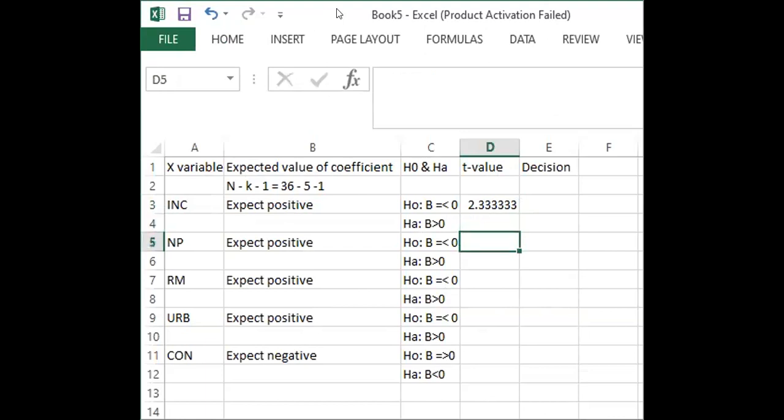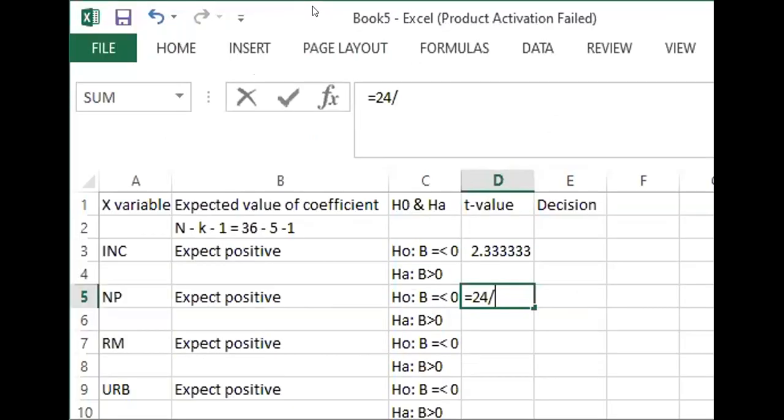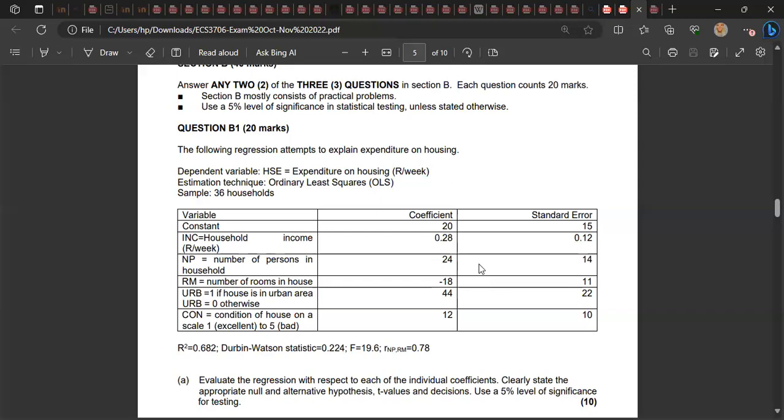Okay, and then on the next one, our NP, we are given 24. All these I'm fetching, by the way, from, I'm going to show you again where I'm taking this from. So mark that it was 24 divided by 14. Let me just show you where we are pulling those amounts from. That's your 24 there divided by your 14. That's where we are getting our amounts from.